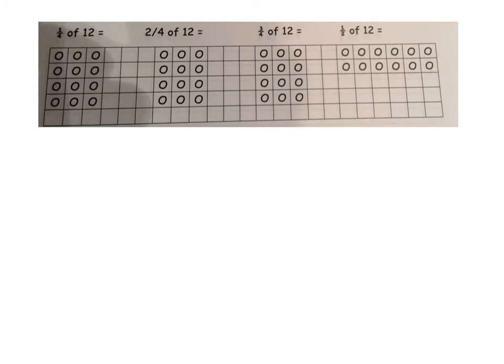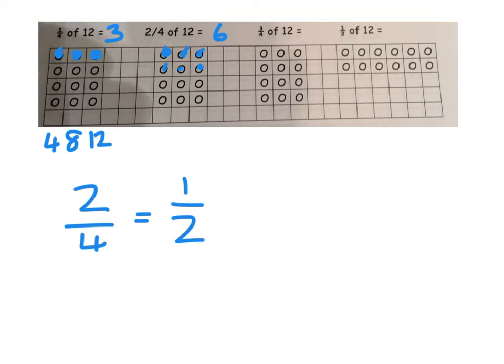Okay, same problems again, quarters, 2/4, 3/4, but this time of 12. Again, you can see all I've done is set them up in 4s again. So you've got 4, 8, 12 circles in groups of 4, and for a quarter, it's 1 out of every 4, which makes 3. For 2/4, it's 2 out of every 4, which equals 6. And again, that's clearly half. So you're starting to reinforce that 2/4 of any number is the same as finding a half of any number.